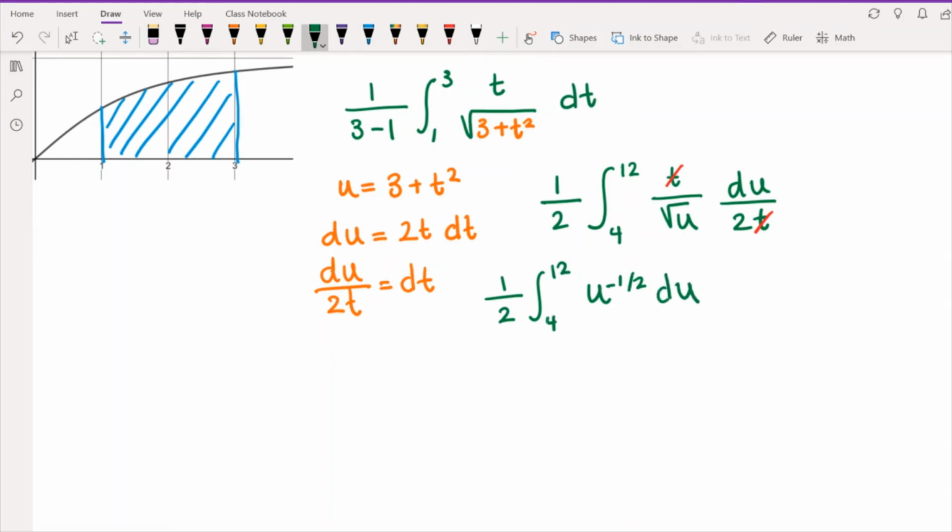So now we can do our antiderivative, right? The antiderivative of u to the negative 1/2 would be, the new exponent will be 1/2, because we add 1, and then we take the reciprocal of that, which is 2 over 1. And so this 1/2 is actually going to cancel out. And okay, so from here, where do we go?